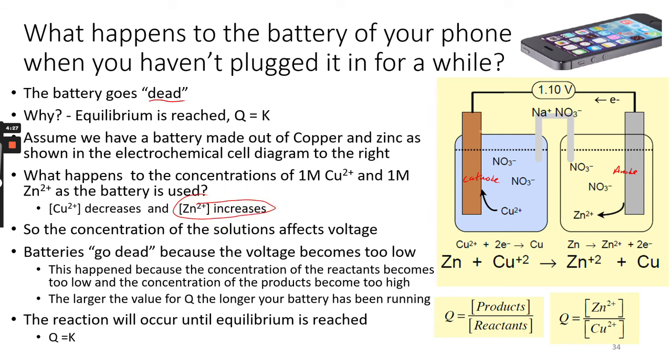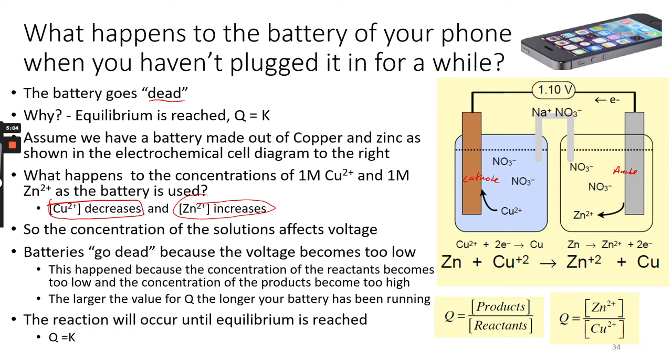As your electrons come into the copper here, they are going to attract your copper 2 plus ions and deposit more copper on this electrode. So your concentration of copper 2 plus decreases. So your concentration actually affects the voltage. As this cell keeps running, your voltage will be gradually decreasing, just like when you use a battery. It doesn't last forever, right? So batteries go dead because the voltage becomes too low. This happens when the concentration of the reactants becomes too low and the concentration of the products becomes too high.